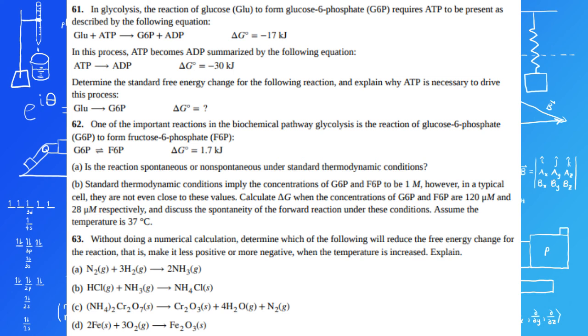63. Without doing a numerical calculation, determine which of the following will reduce the free energy change for the reaction, that is, make it less positive or more negative when the temperature is increased. Explain.